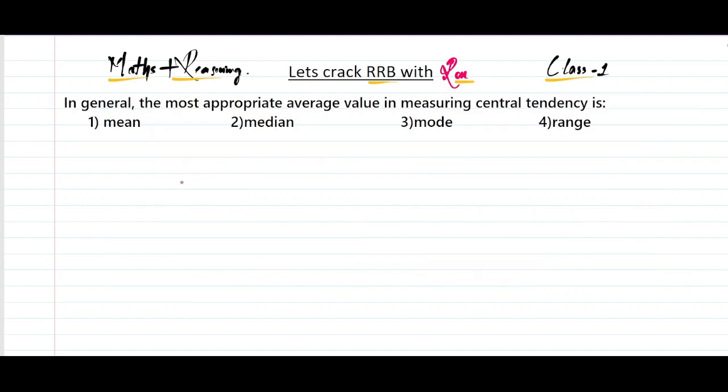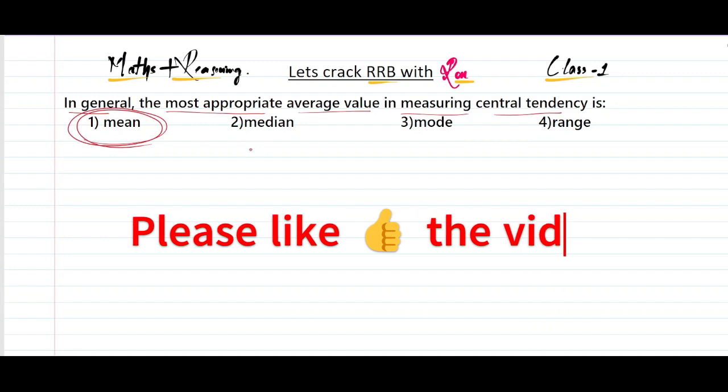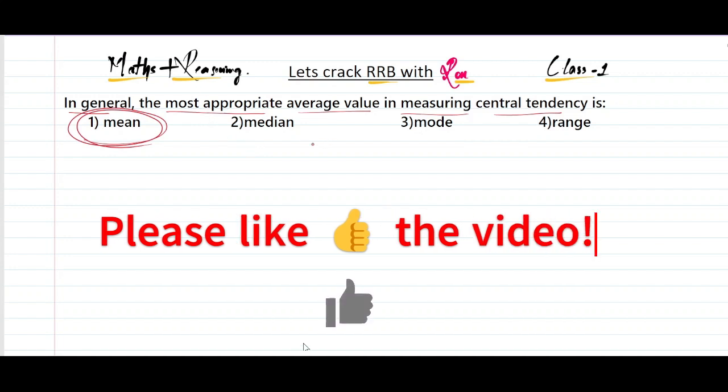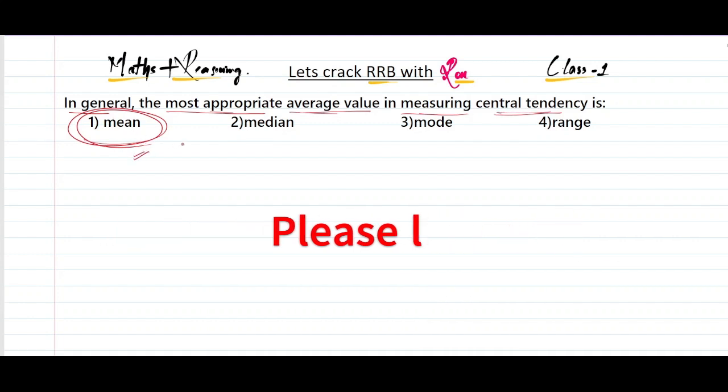The third question here, I included because it's a statistics question, and you need to remember this point. In general, the most appropriate average value in measuring central tendency is the mean. Remember this point. That's why I included this question.